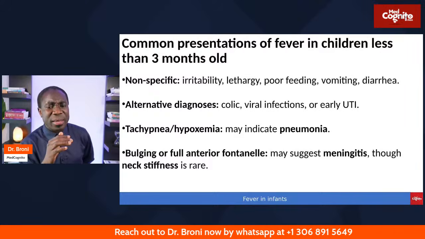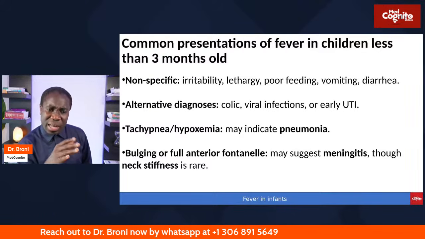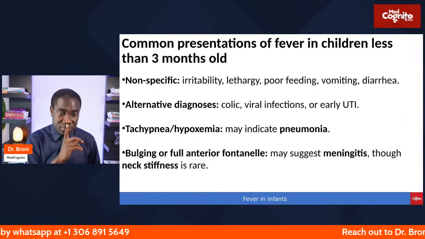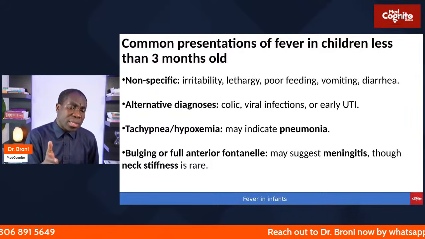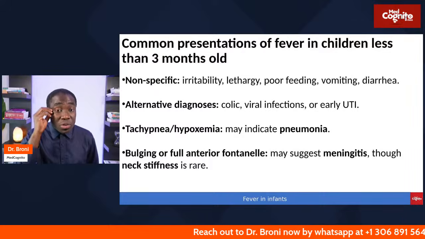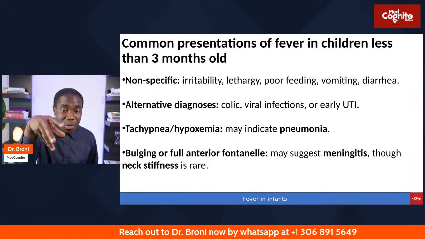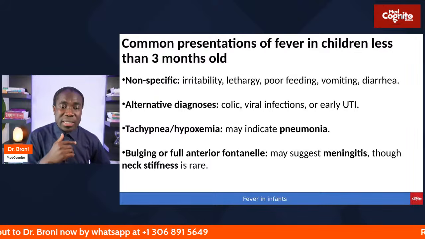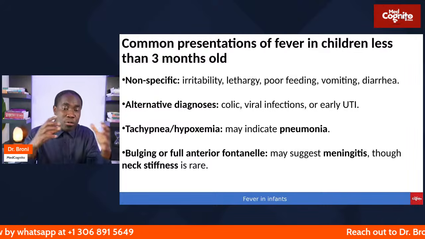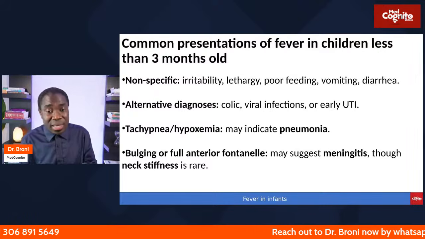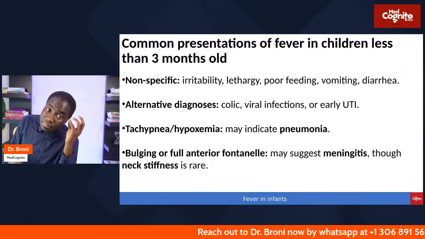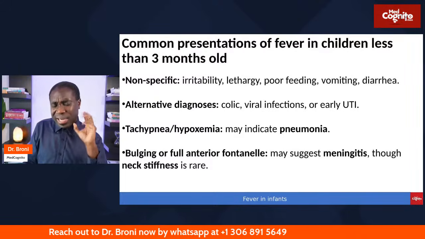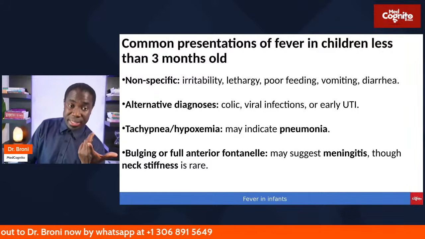It could also be as a result of an alternative diagnosis like colic, viral infections, or an early urinary tract infection. They may also present with tachypnea and hypoxemia. When you see these symptoms, start thinking about pneumonia in that child. And then they may have a bulging or full anterior fontanelle. We learned that it may suggest meningitis. And in neonates, always remember that neck stiffness is a bit rare.